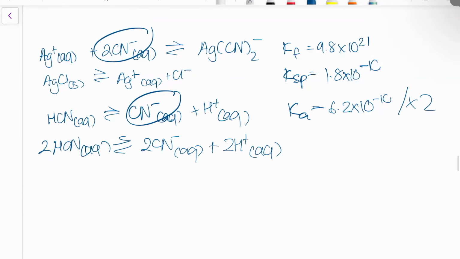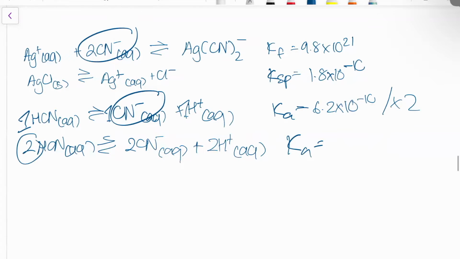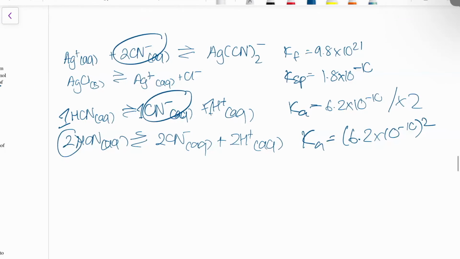Now, when I multiply my coefficients, I square my equilibrium constant. Because remember, when you're writing your equilibrium expressions, the coefficients out the front become the power. So right now, it's just to the power of 1, which means there is really no power at all. And then when I multiply it by 2, the 2 becomes a power. So the expression stays the same. It's just that every concentration now has a power of 2 on it. So the only way my equilibrium constant changes is that this becomes 6.2 by 10 to the minus 10 squared.